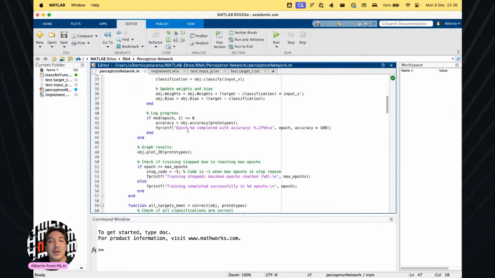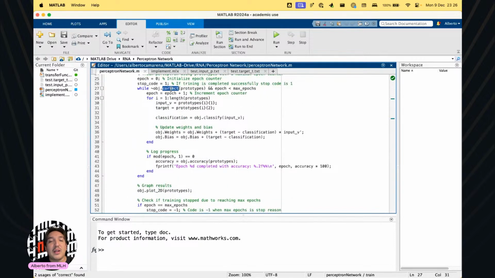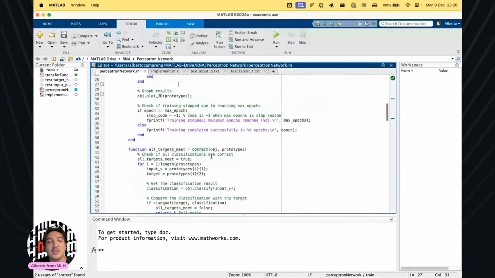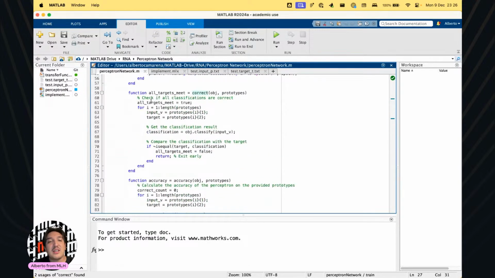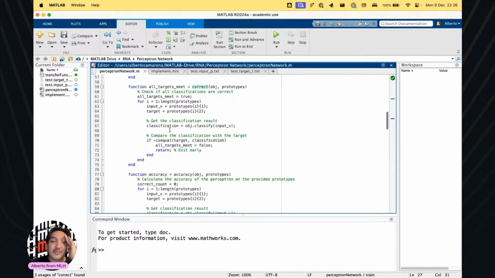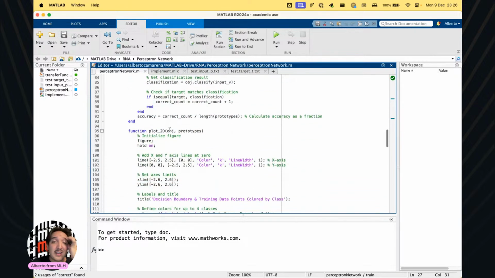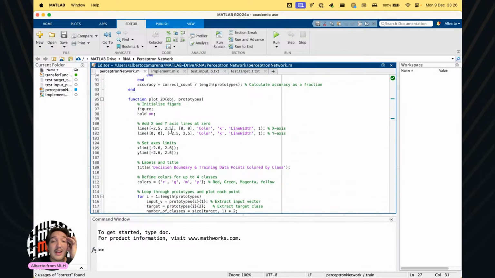The correct one, this method that we are checking here for the prototypes, what this does is it checks if all the classifications are correct, and it's very similar. Again, we iterate over this, and yeah, that's it for the plotting.